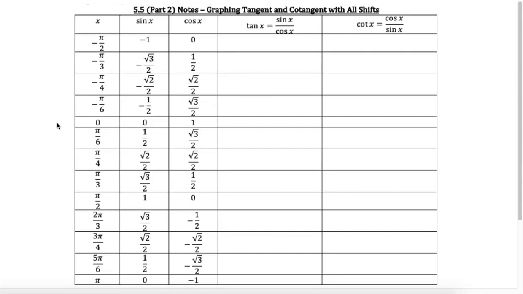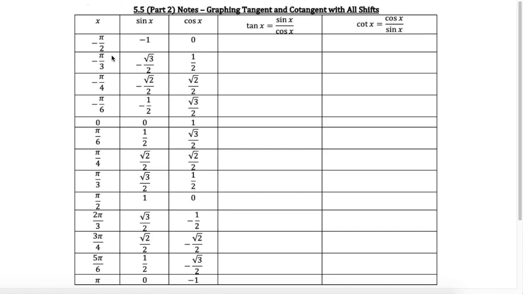All right, in 5.5 part 2, we are going to look at graphing tangent and cotangent. So these, if you remember, are related to sine and cosine. Tangent is equal to sine over cosine, and cotangent is equal to cosine over sine. We've kind of mentioned those identities already, but we haven't worked with them a lot. We will work with them a lot more in the next chapter. But for now, we're going to use them to graph tangent and cotangent.